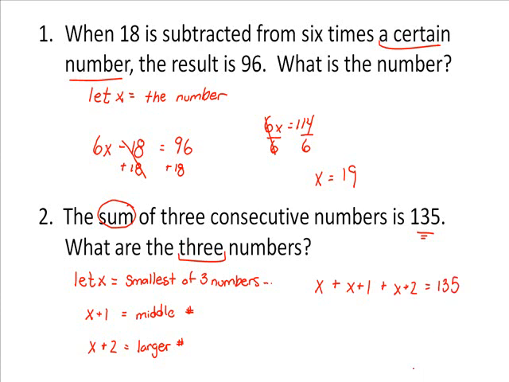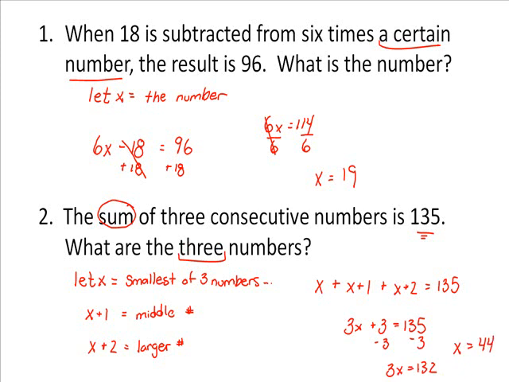Now we have an equation that we can solve. Collect your like terms, and then isolate your x. Finally, divide both sides by 3, and you've got your final answer.